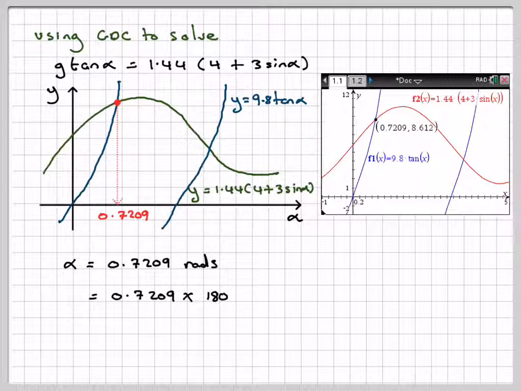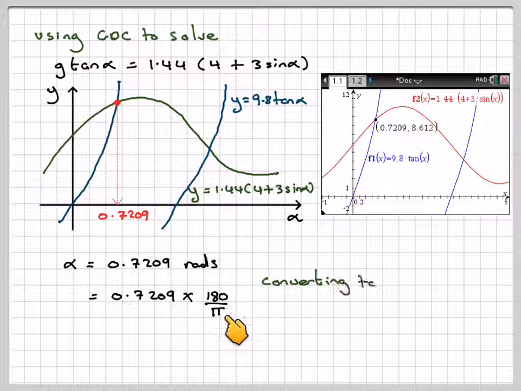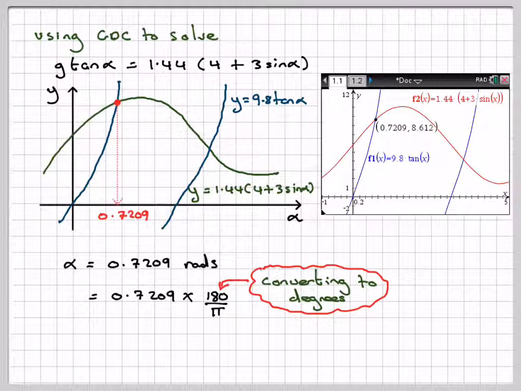If we want it in degrees, then we need to multiply by 180 over pi, which will give me an answer of 41.3 degrees. Okay, I remind you that it does not really depend on the rider or the chair.